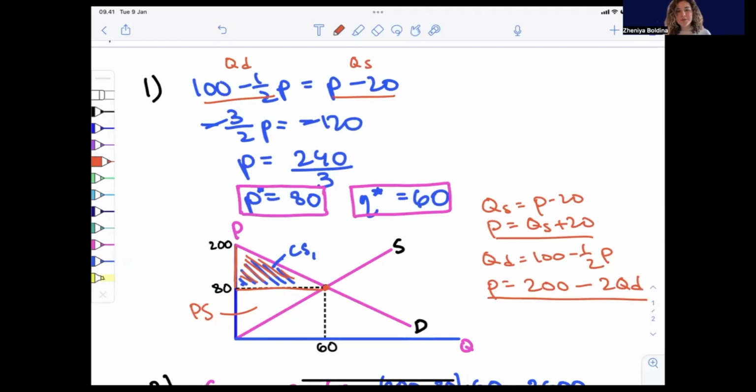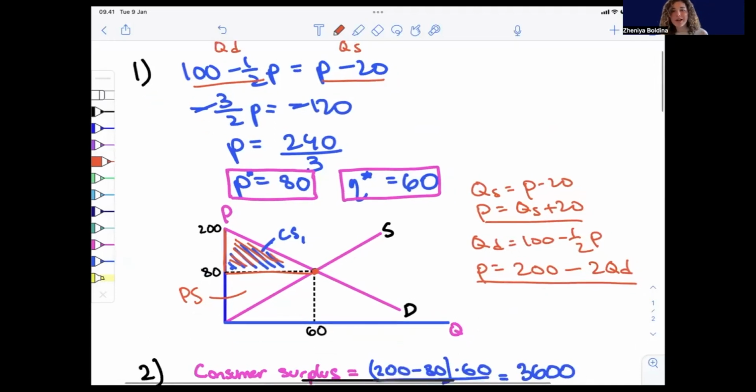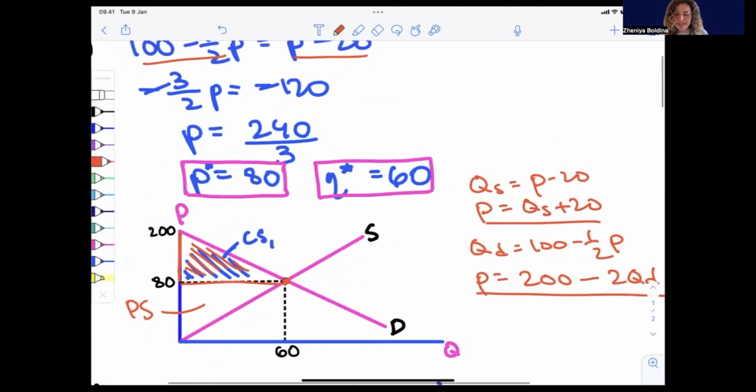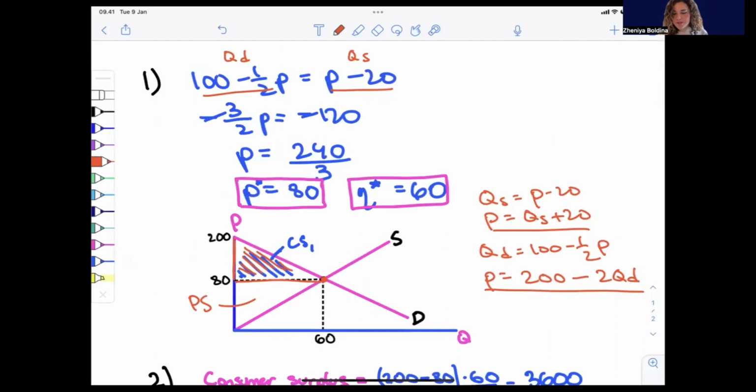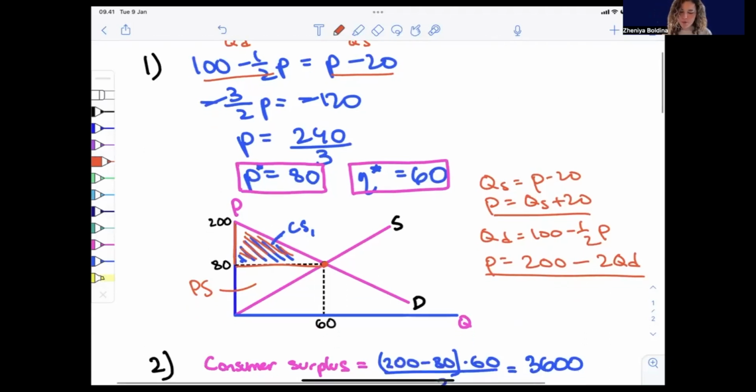But in order to graph it, what's important to note is that you always need to graph the inverse functions for supply and demand. So what does it mean? In order to find the inverse functions, we simply need to rewrite both of the equations in terms of quantity instead of price. So we're making price equal to a certain function in terms of quantity. For instance, for quantity supplied, it was quantity supplied equals P minus 20. Now we're rewriting it and getting P is equal to quantity supplied plus 20. And same goes for quantity demanded.